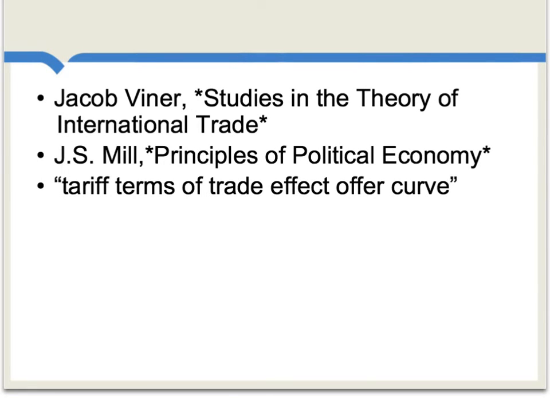For a comprehensive look at the history of terms of trade arguments, I very much recommend Jacob Viner's Studies in the Theory of International Trade. This book is actually online from Liberty Fund in the Online Economics of Liberty. You should also see Mill's own later arguments in his Principles of Political Economy, and to get a sense of the modern treatment of these issues, some Google terms you could use would be tariff terms of trade effect offer curve.